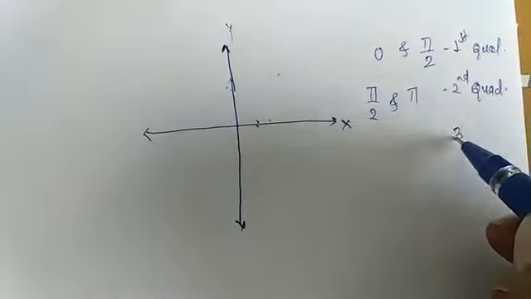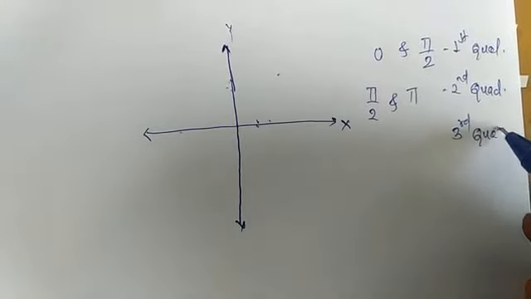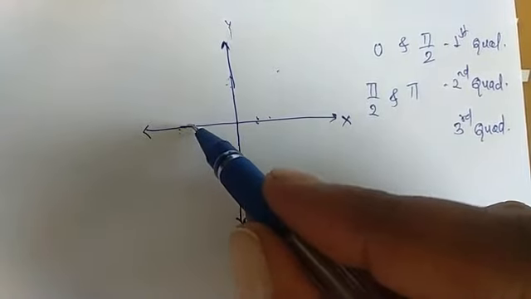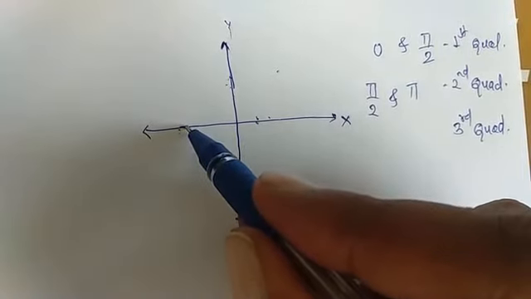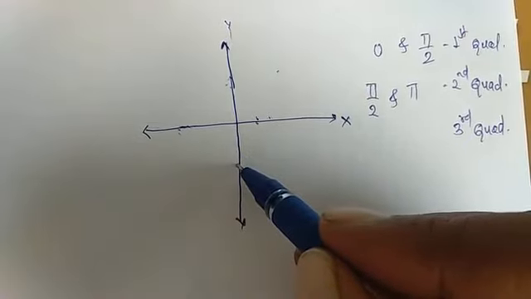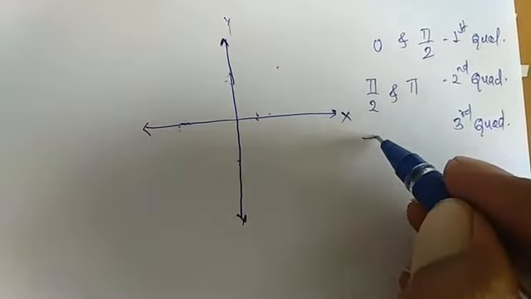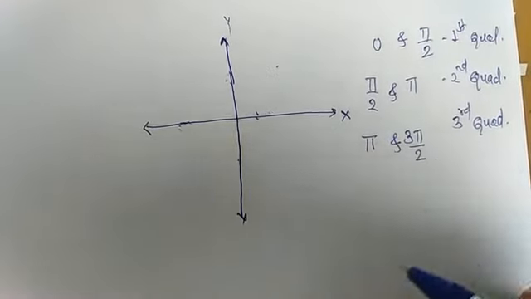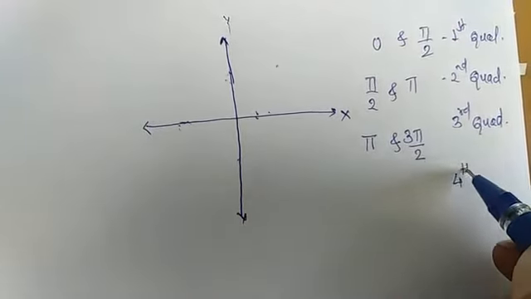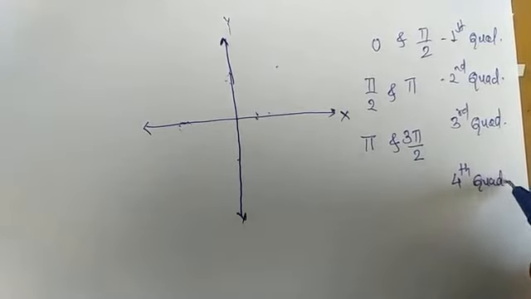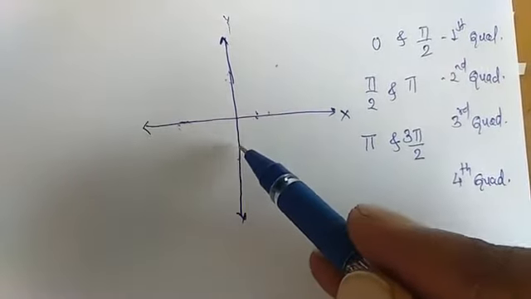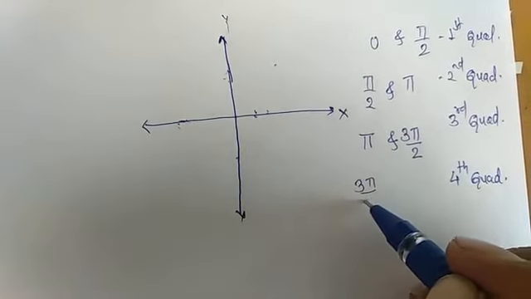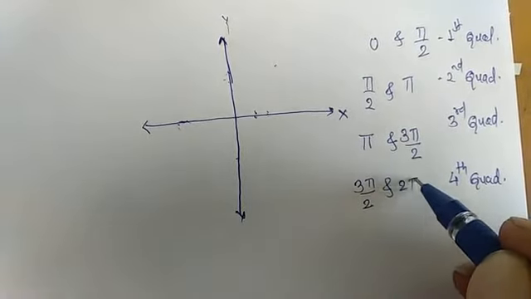The third quadrant lies between pi and 3 pi by 2. It starts from angle pi and ends at 3 pi by 2. And the last, fourth quadrant, lies between 3 pi by 2 and 2 pi.